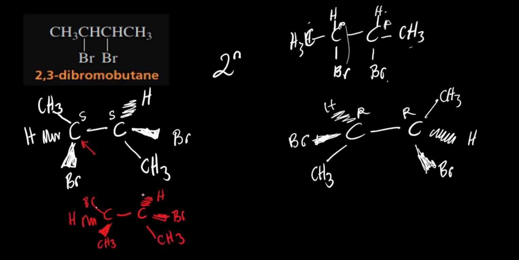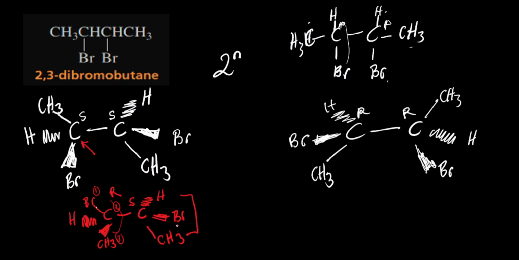Now if we take the configuration of this, it still remains the same as an S. However, we flipped two groups on this one, so the configuration would change to an R, but let's determine it. So this is priority 1, this is priority 2, this is priority 3. Going from 1 to 2 to 3, it's in the clockwise direction, so this is an R.